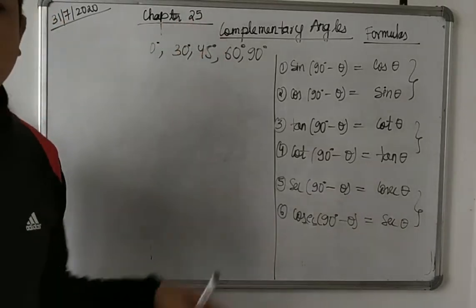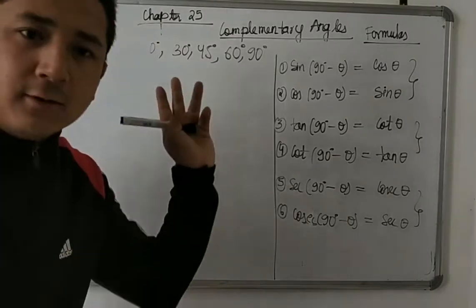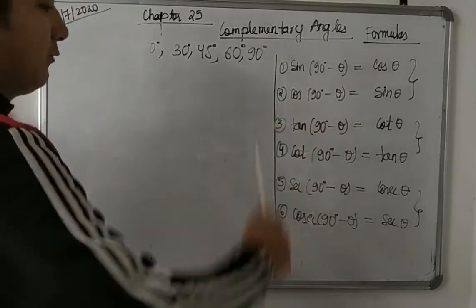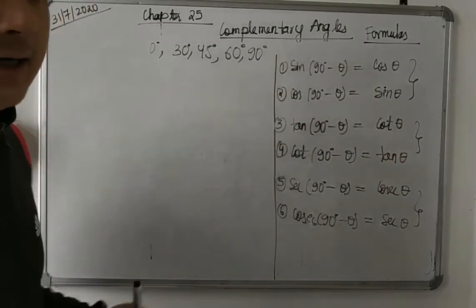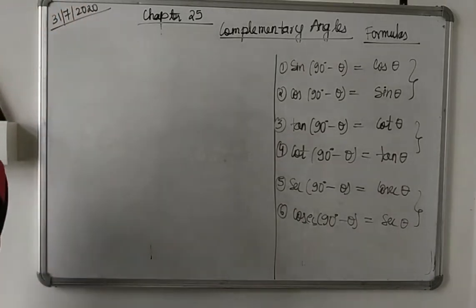Remember there was a table. The value for sine 0, sine 30, sine 45. You have to remember the table also. Is that clear? So these 6 formulas are very easy formulas, and now we are going to start the exercise 25. Clear? So pause the video, note it down.